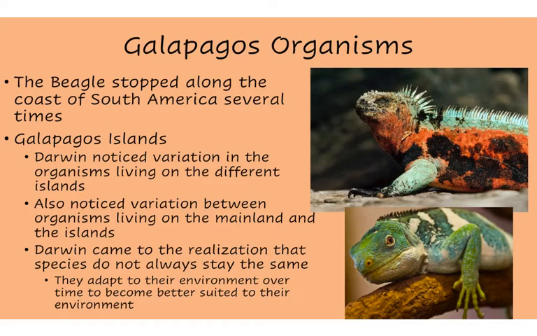So I want to point out that this iguana on the bottom picture here, which you see is less colorful than the iguana on the top, is from mainland South America. And then the iguana on the top, which is very colorful and spiky, he is from the Galapagos Islands. So you can see how this iguana has changed over time to be better suited to its surroundings in different environments.